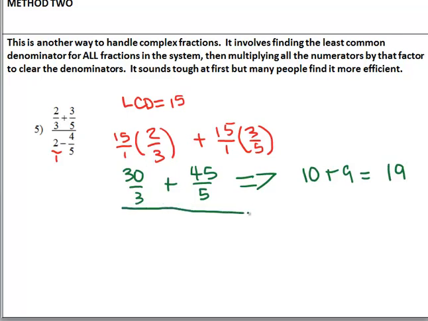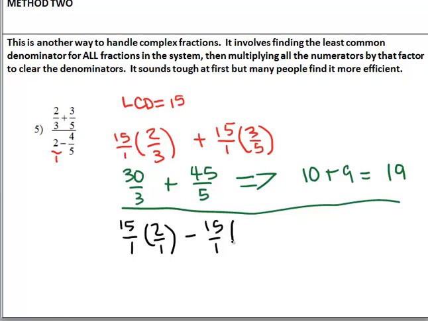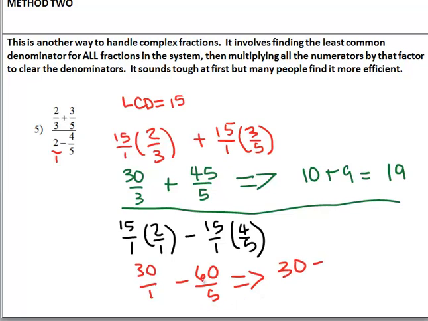We can do the same thing with the denominator. We're going to say 15 over 1 times 2 over 1 minus 15 over 1 times 4 over 5. So that's 30 over 1 minus 15 times 4 is 60 over 5. And that turns into 30 minus 5 goes into 60 12 times. And let's see, 30 minus 12 is 18. So that means my answer is 19 over 18.